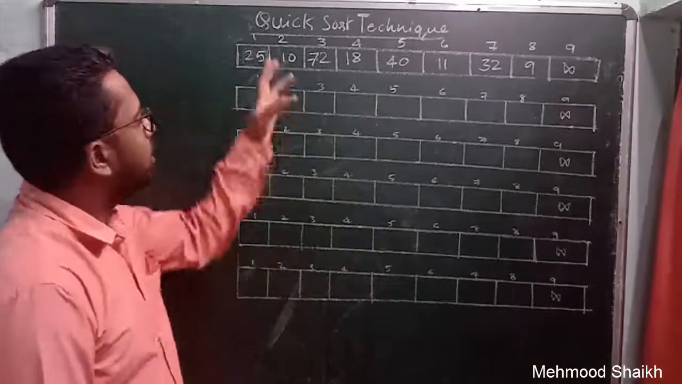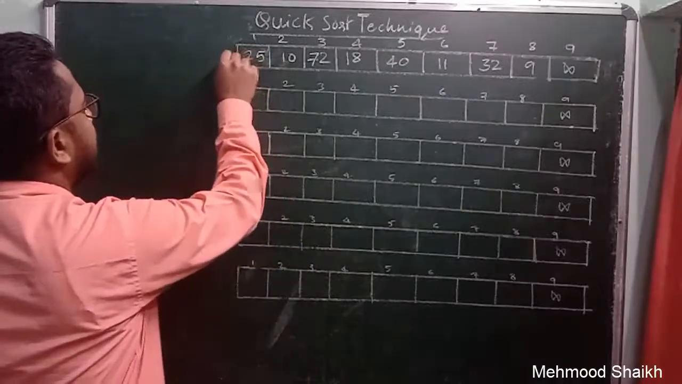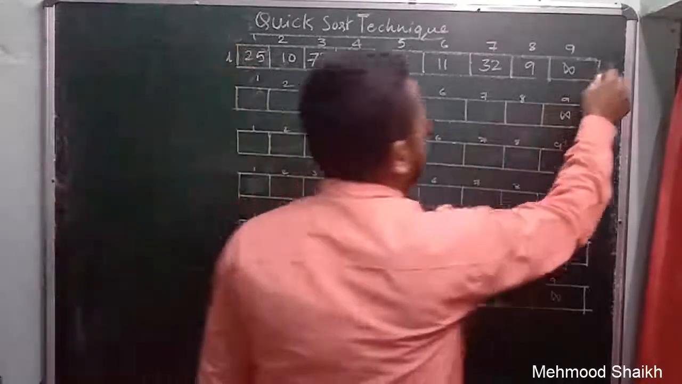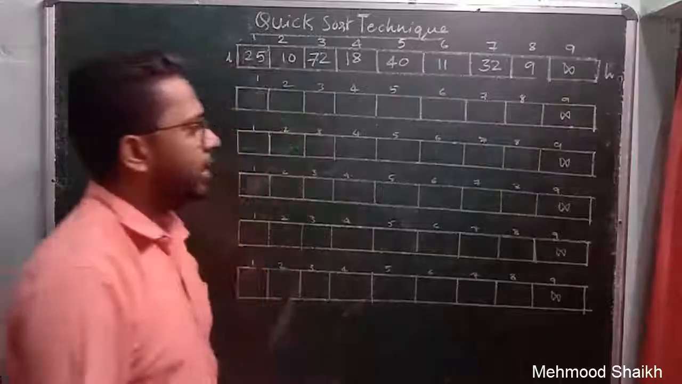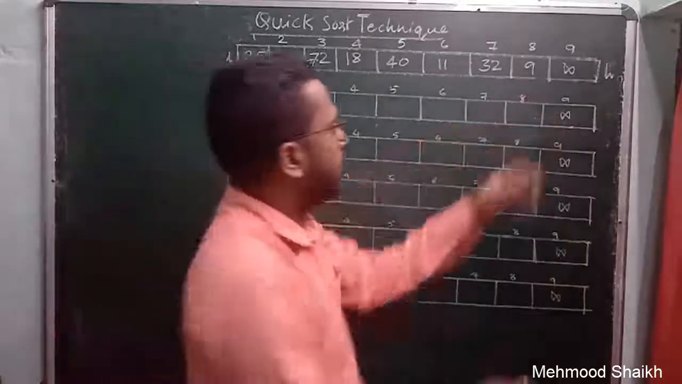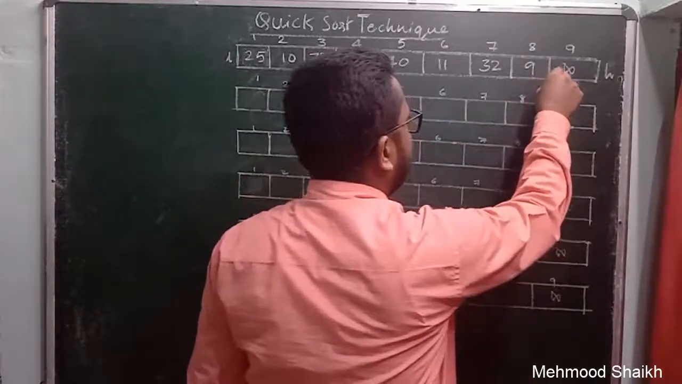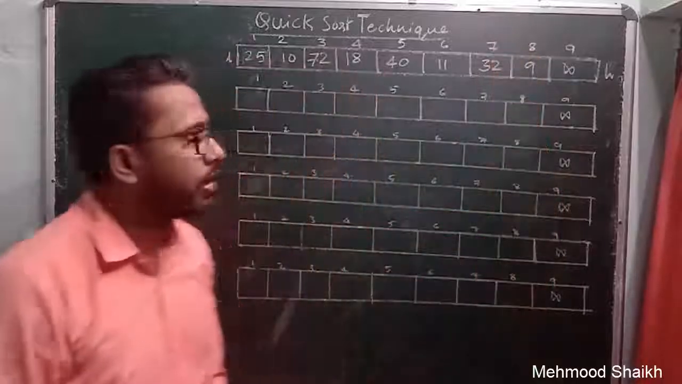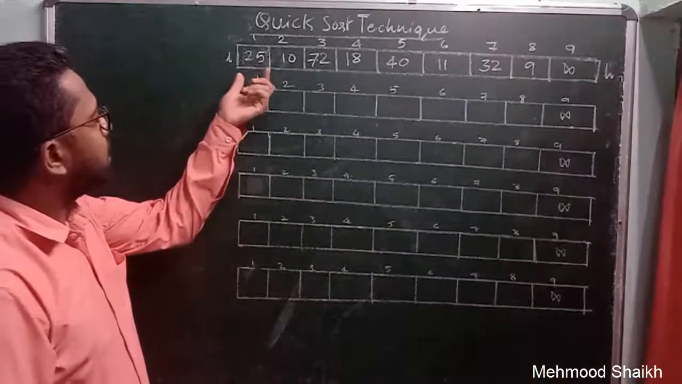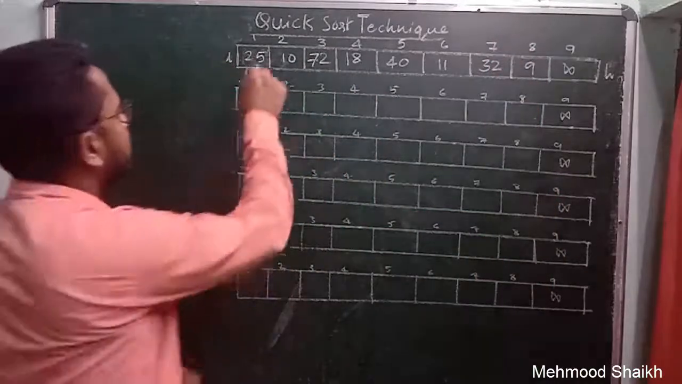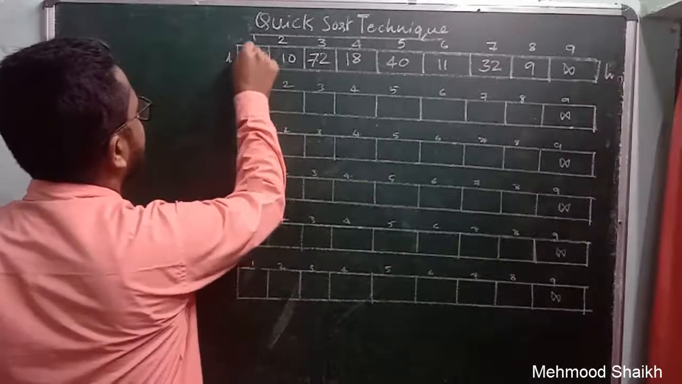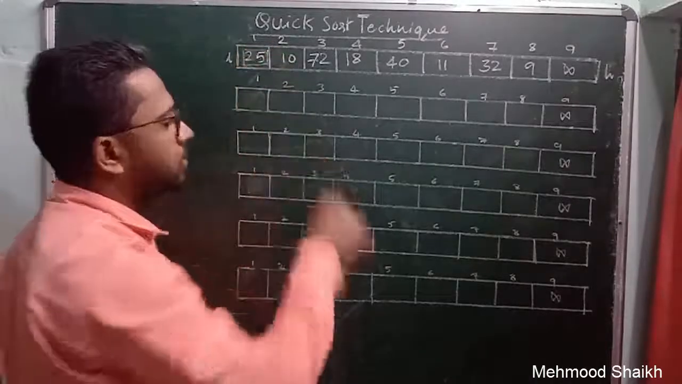So first I will mark the first index as low and the last index as high, and I have taken an additional index of infinity just to indicate the end of the list. Now here you can see I have to consider the first element as the pivot element. So this is my pivot element.